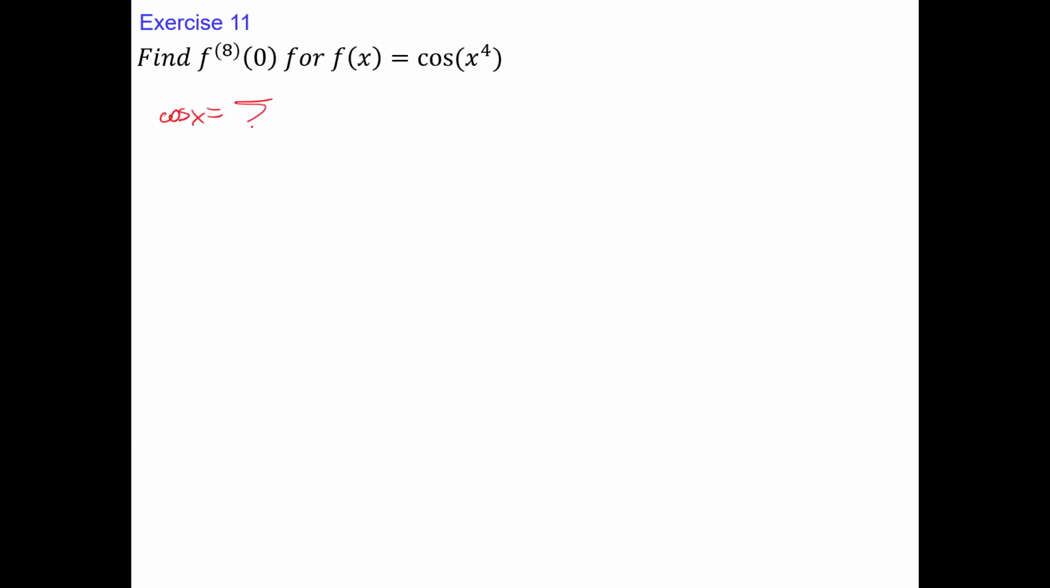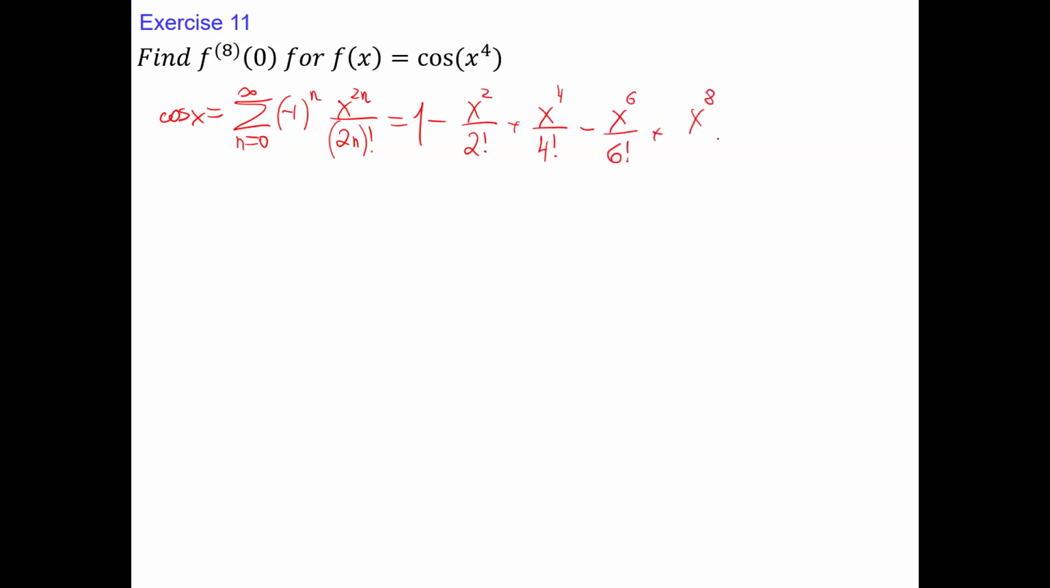Okay, cosine of x, we know the formula, one more time today. Sum of negative 1 to the n, x to the power of 2n, all over 2n factorial. When n is 0, we have 1, and then we have negative x squared over 2 factorial, positive x to the power of 4 over 4 factorial, x to the power of 6 over 6 factorial, x to the power of 8 over 8 factorial, and so on.